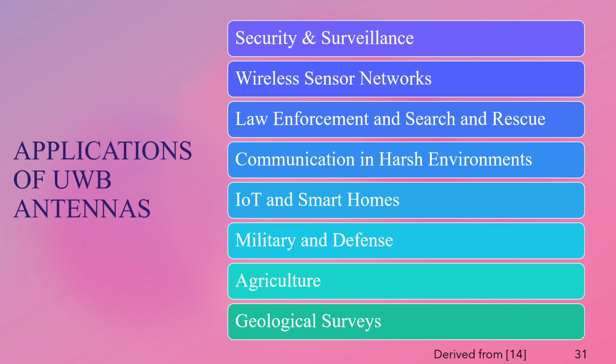Now for agriculture. UWB antennas can be used for precision agriculture applications such as soil moisture sensing, crop monitoring, and drone-based farming. Now for geological surveys, UWB technology can be applied in geological surveys to study subsurface structures and identify mineral deposits.